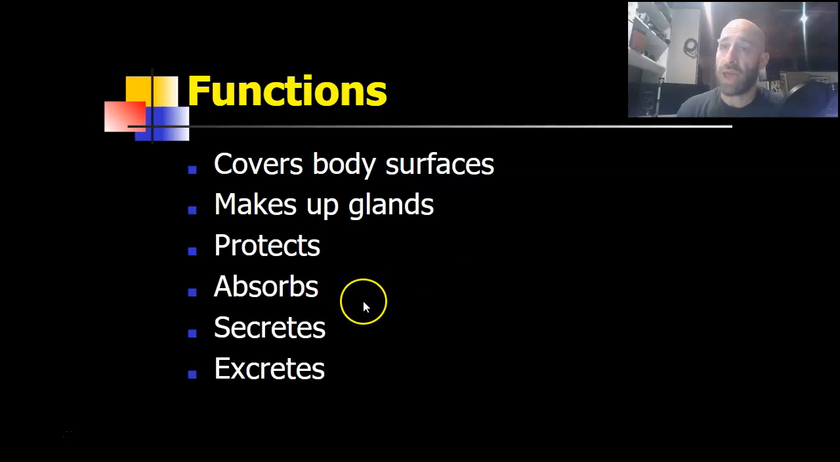Our intestinal tract and our digestive system has an epithelial layer, which is used to absorb all the nutrients and sugar that we break down when we eat. And then finally, they secrete and they excrete. What's the difference between those two terms? Secretion and excretion sound the same.